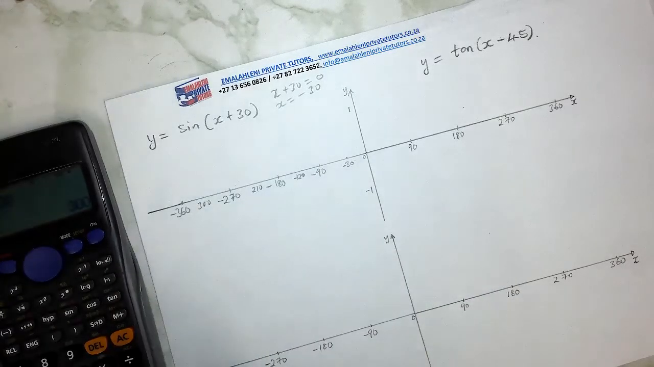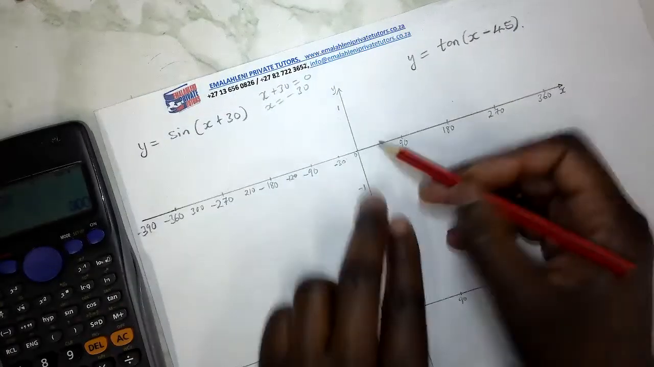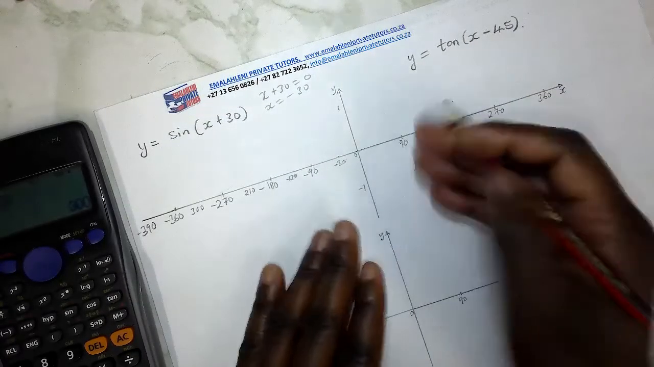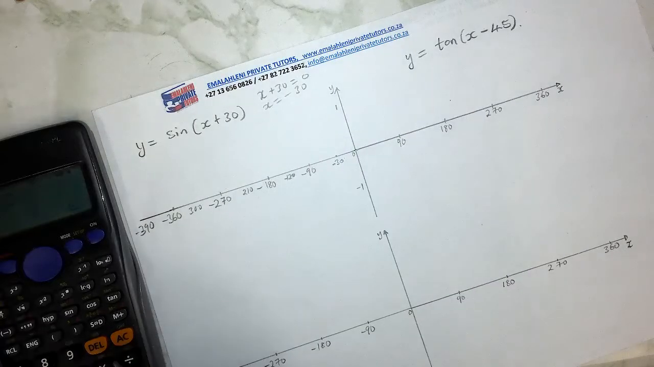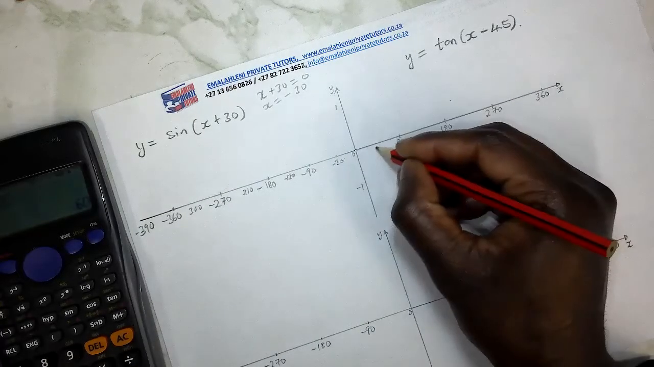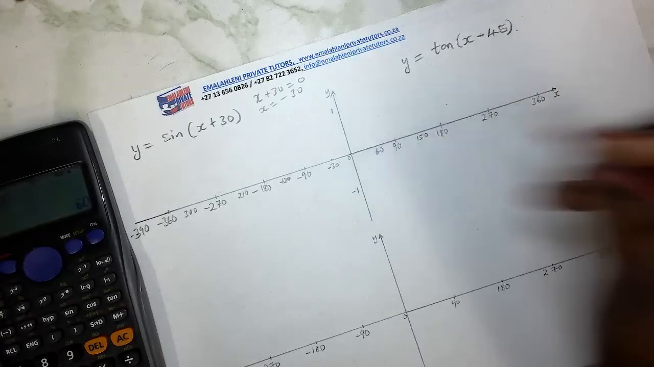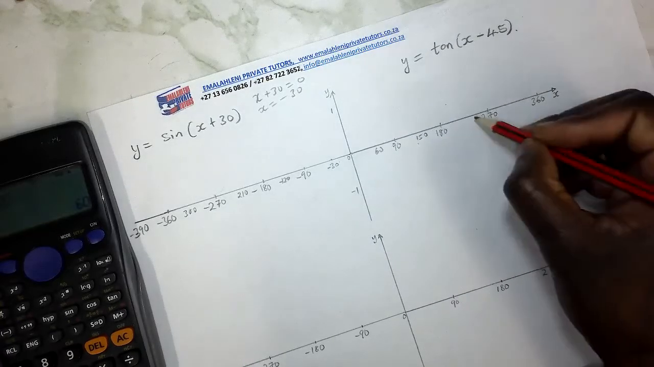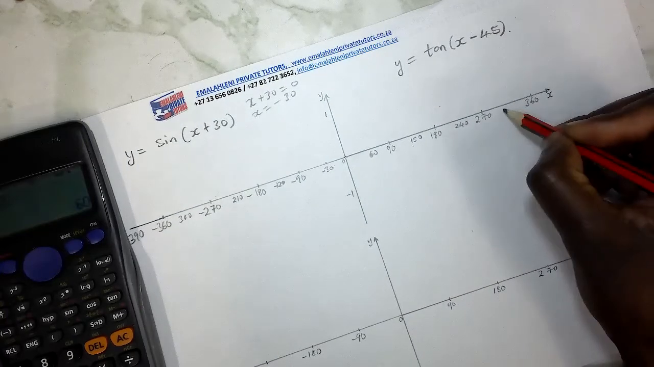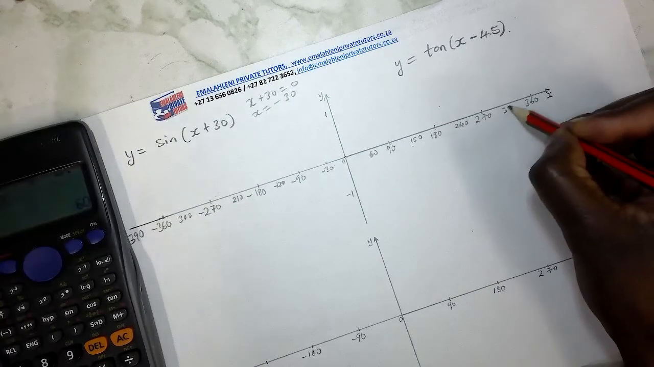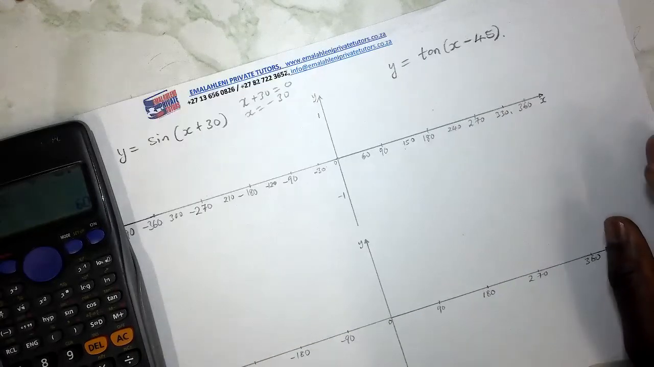Then 360 plus 30, we get 390. Then on this other end, we are going to shift it: 90 minus 30, we get 60. Then 180 minus 30, we get 150. Then 270 minus 30, we get 240. Then 360 minus 30, we get 330. So this is where our period will end.